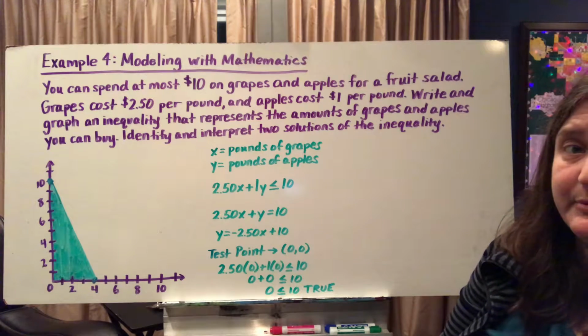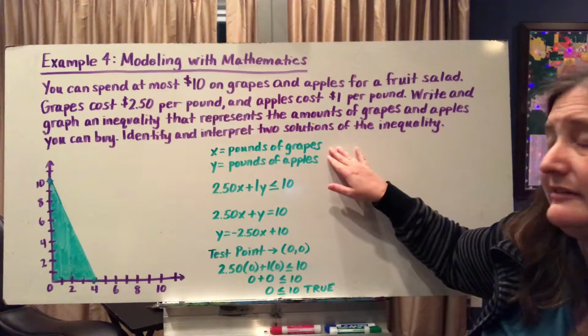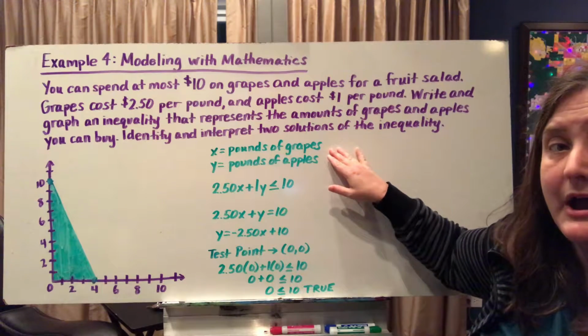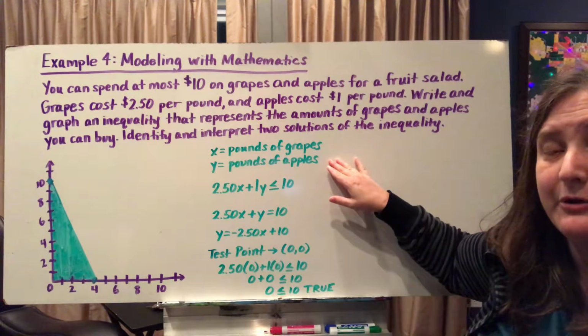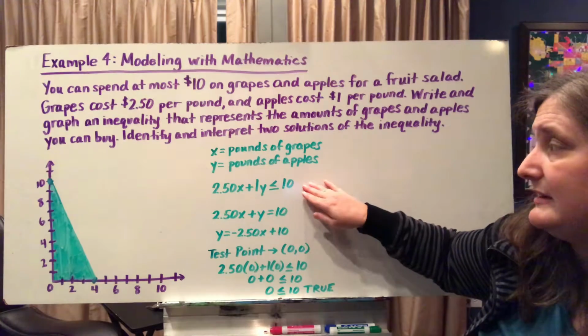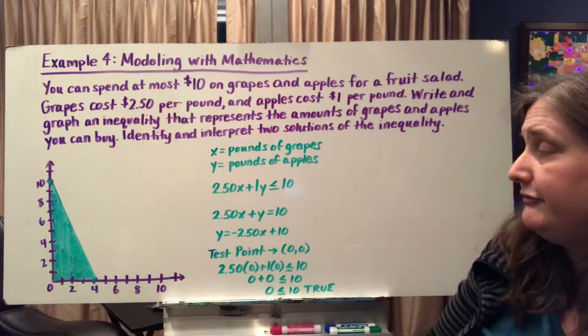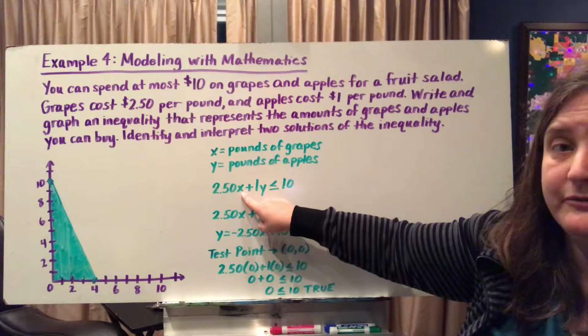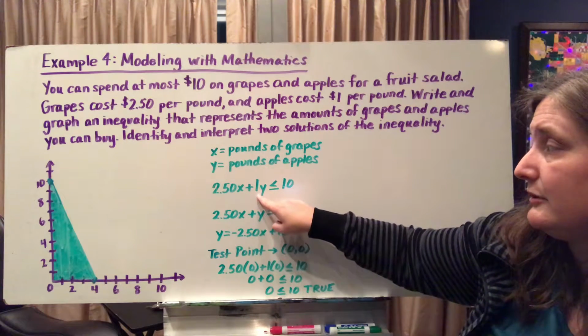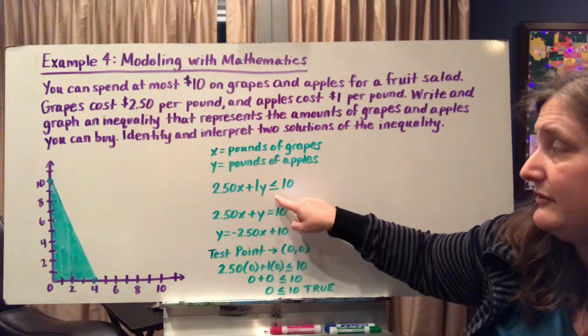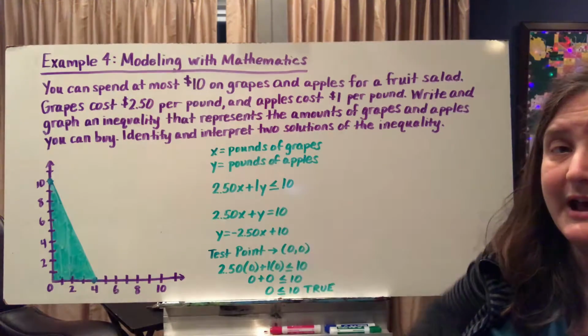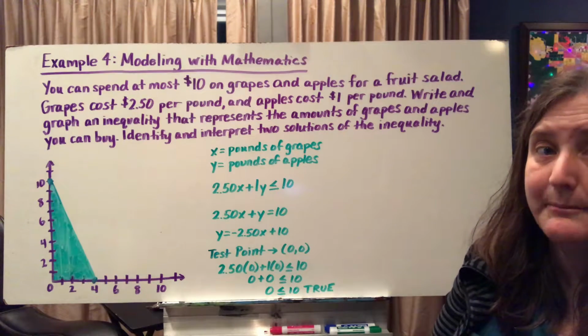So the first thing I did was I decided that I was going to let X stand for the pounds of grapes I'm going to buy, and Y was going to be my pounds of apples. And then I designed an inequality that would work for this situation. So it's $2.50 times however many pounds of grapes I'm buying, plus $1 for each pound of apples, and I have to spend less than or equal to $10 because it was $10 at most.